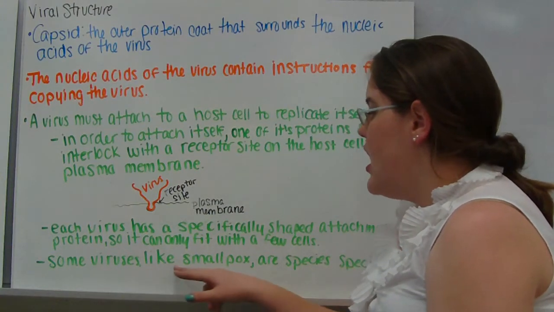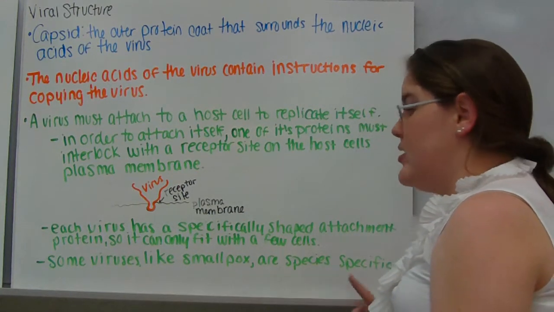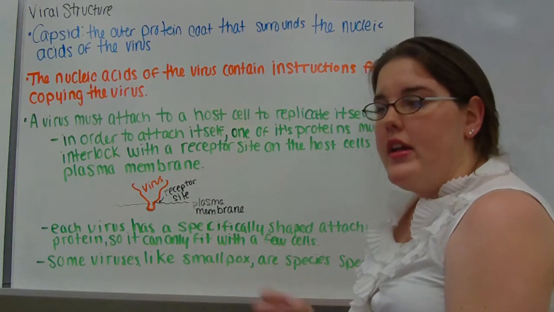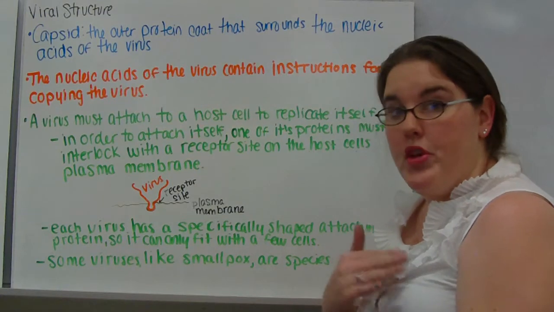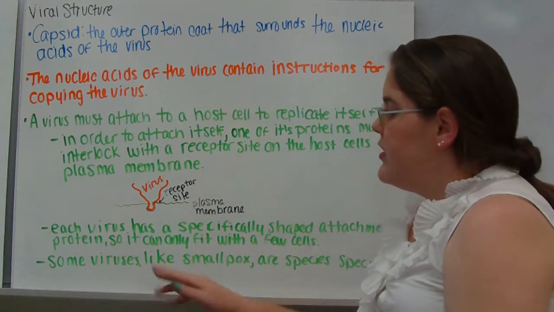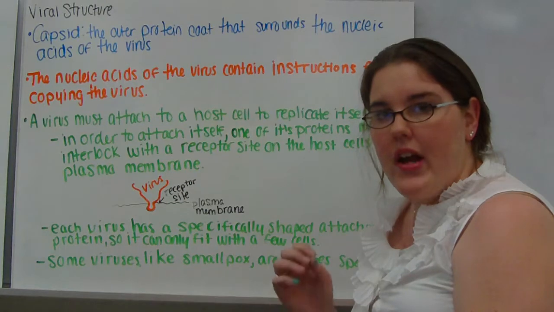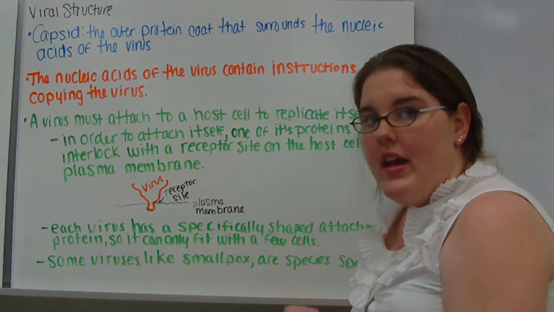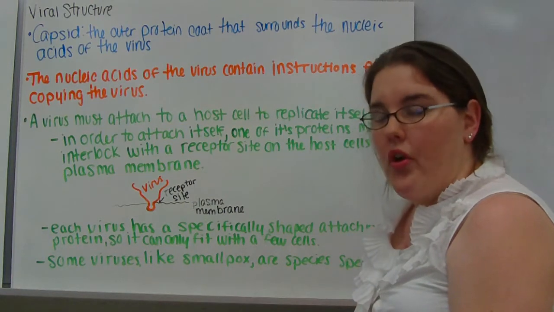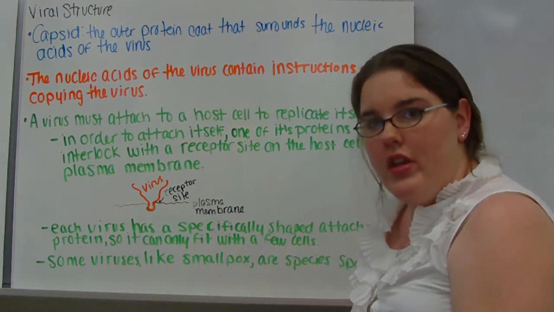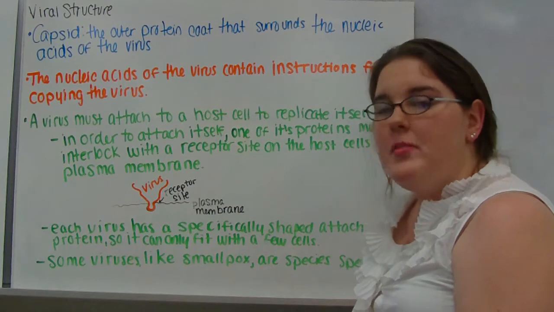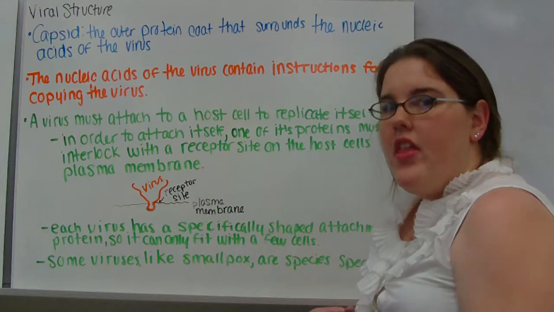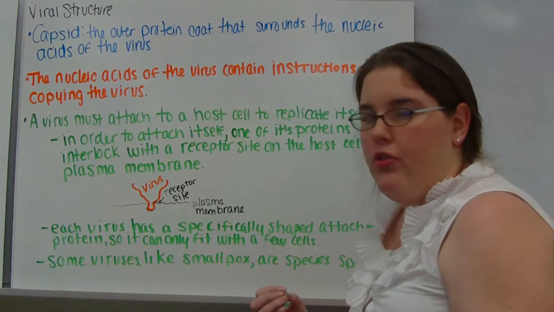And some viruses, like smallpox, are actually species specific. Whereas things like the flu can travel between species, from humans to animals, smallpox can only be found in humans. Because of that reason, smallpox was actually eradicated. So we do not have smallpox anymore. But as you're familiar with, every single year we have a new strain of the flu. That's because it can jump back and forth. It makes it really hard to create a vaccine that would be able to eradicate the flu.